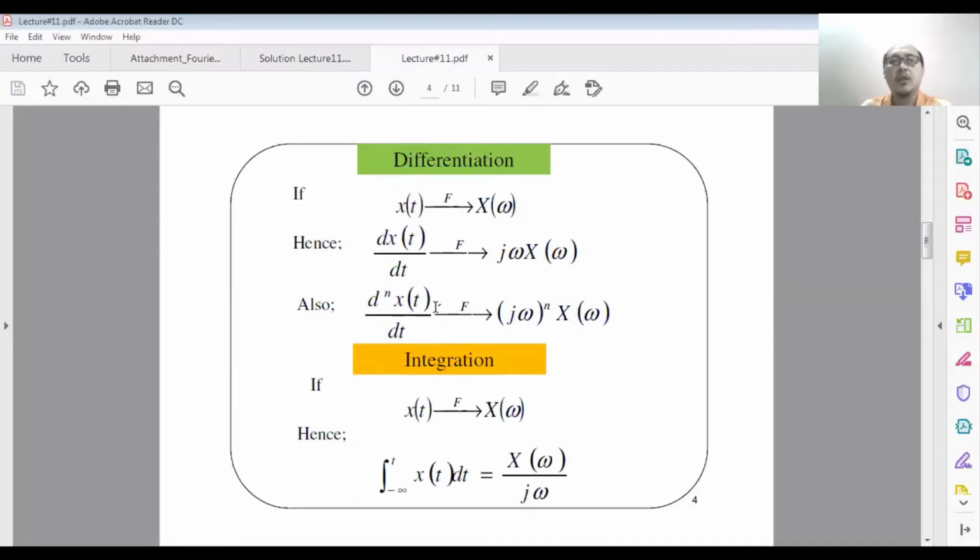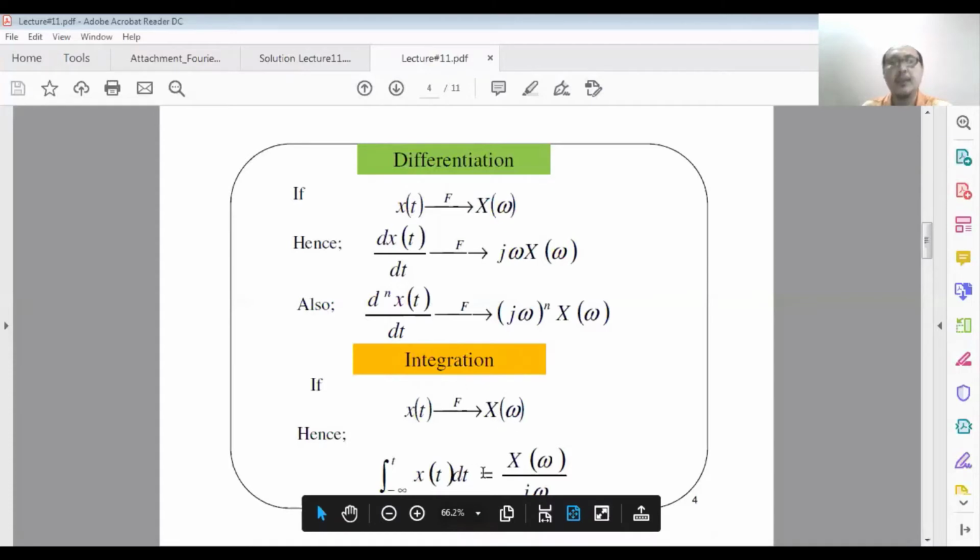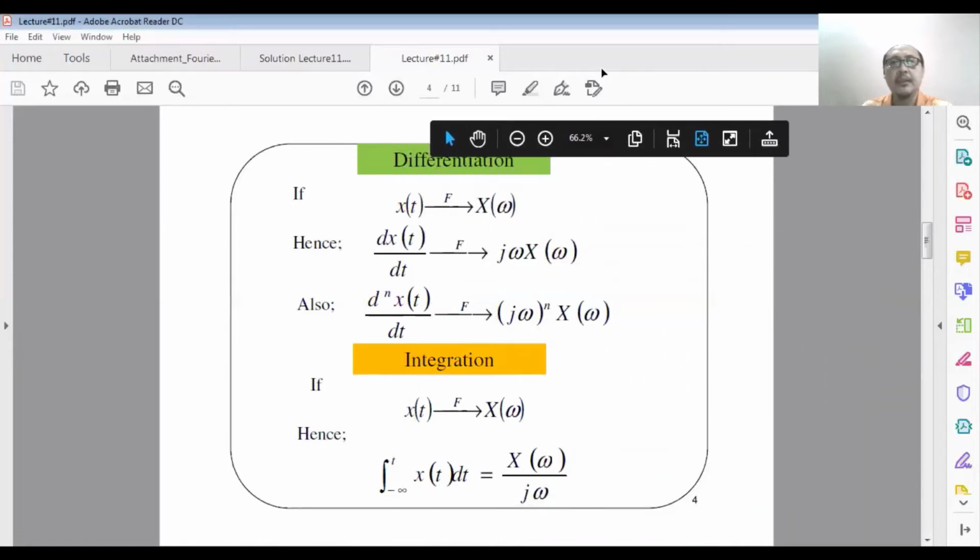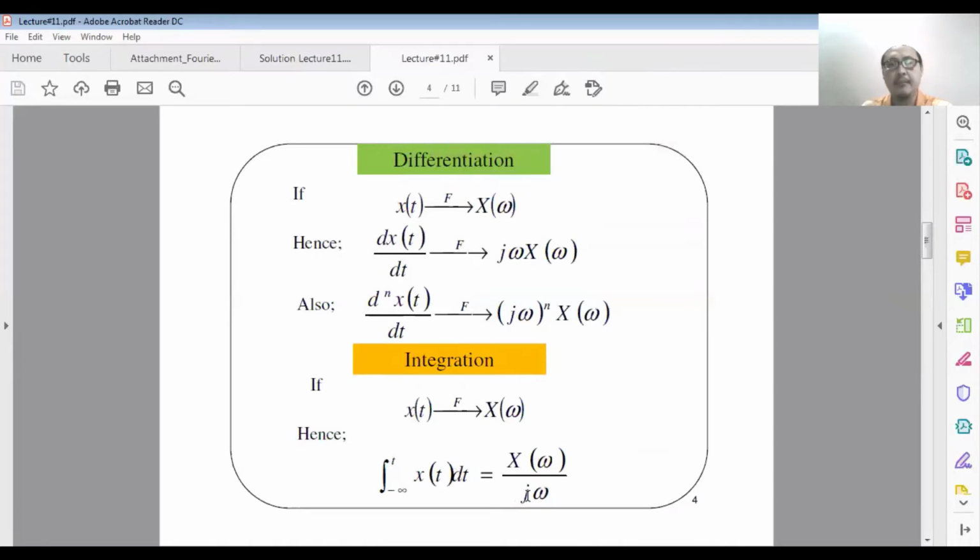And if you have n-th order differentiation, so we have d^n x(t)/dt^n, it will transform into simply (j omega)^n multiplied by X(omega). This n depends on the order of the differentiation, right? And for the integration property, if you have x(t), then you have X(omega). If x(t) is integrated, its transform is simply X(omega) divided by j omega. So these are the properties of differentiation and integration.